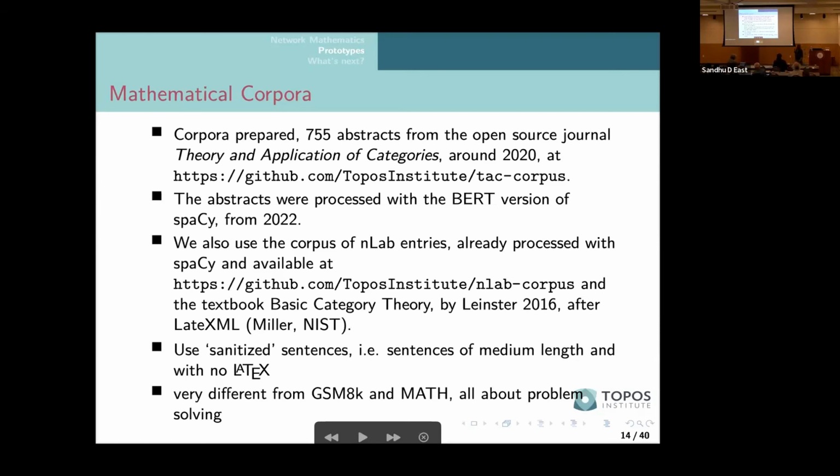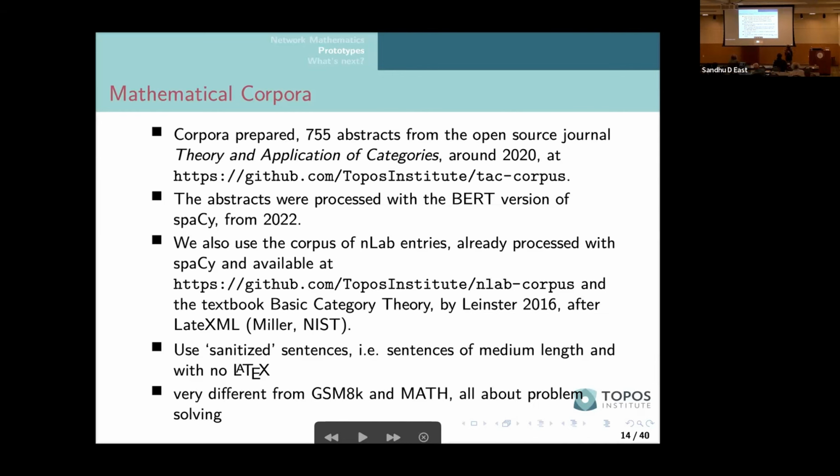So at the moment, we have three bits of mathematical corpora. We have the abstracts of the Journal of Category Theory and Application of Categories that started in 1995. So it was an example of the category theorists being ahead of their time. Theirs was one of the first open source mathematical journals. Nowadays we have plenty. We actually process it with a state-of-the-art system for reading text, which is spaCy.